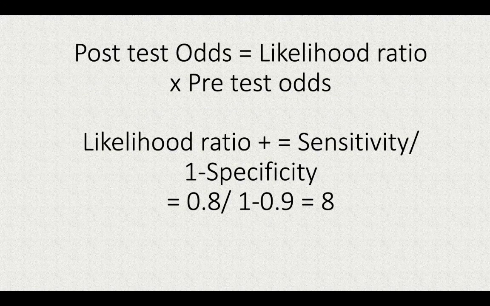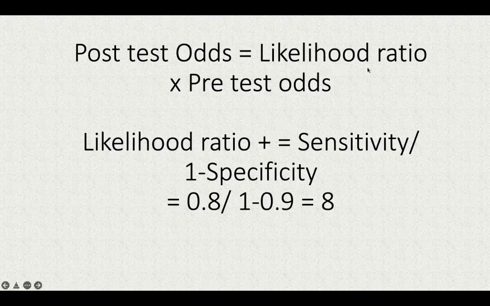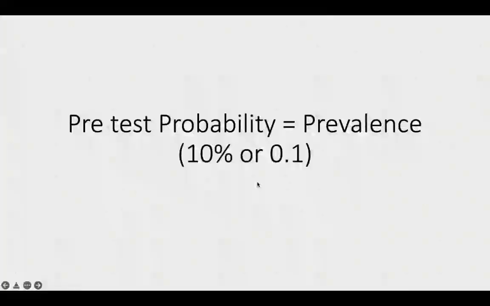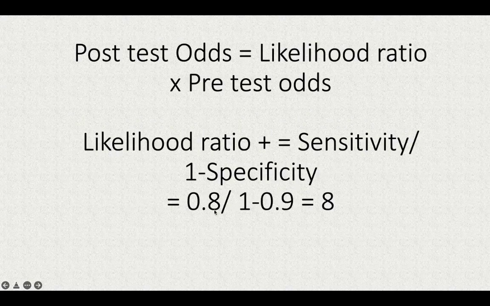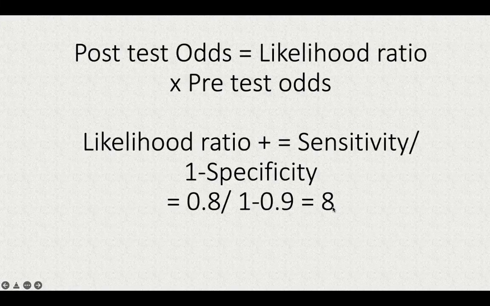Moving on. As I mentioned before, to find out the post-test odds, we should have the likelihood ratio and pre-test odds. We already have pre-test odds. Now we are left with finding the likelihood ratio. How to find the likelihood ratio? The sensitivity and specificity have already been given, 80% and 90% respectively. So sensitivity is 0.8 after removing the percentages, and specificity is 0.9. The formula is sensitivity divided by 1 minus specificity. The likelihood ratio we have is 8.